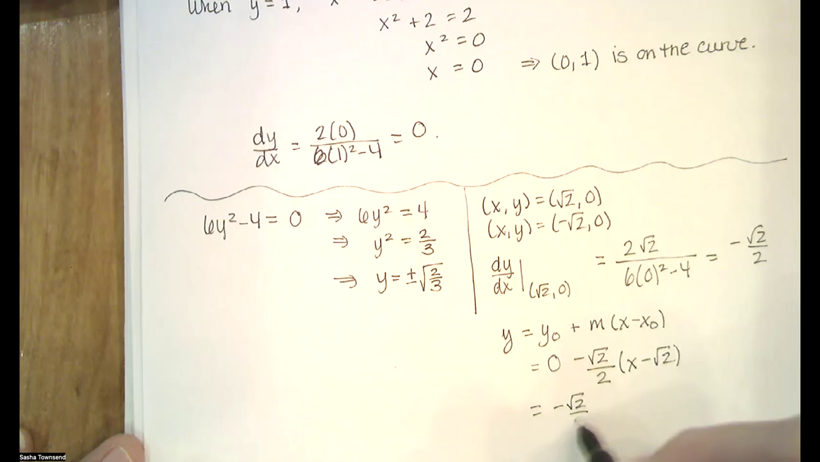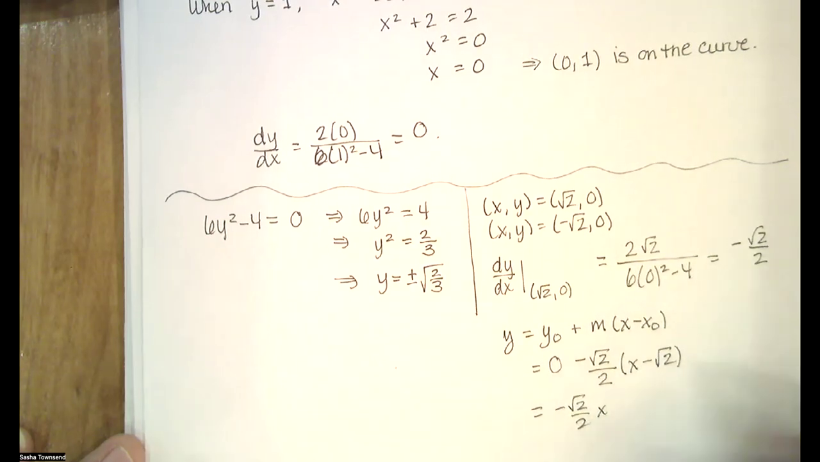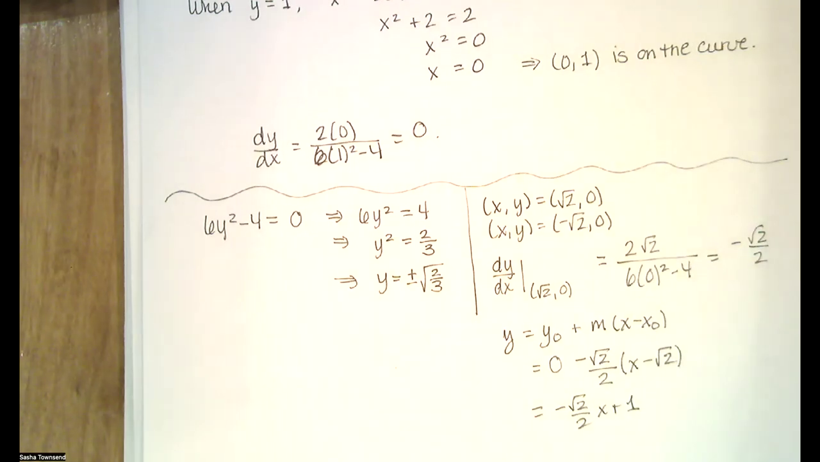So if we distribute, negative times a negative is a positive. Square root of 2 times square root of 2 is 2. 2 divided by 2 is 1. And so that's how we get that equation.